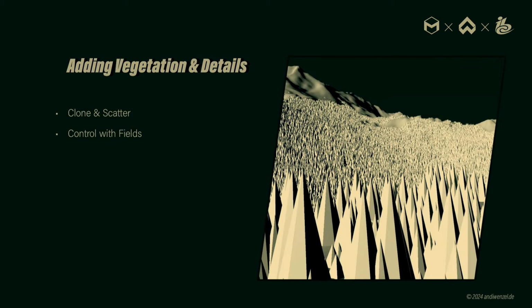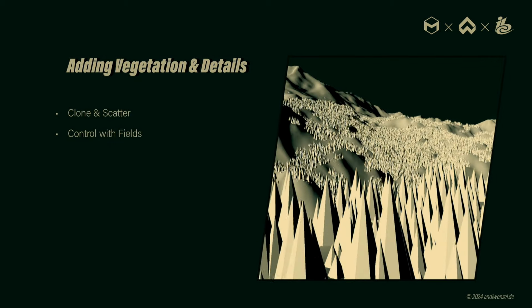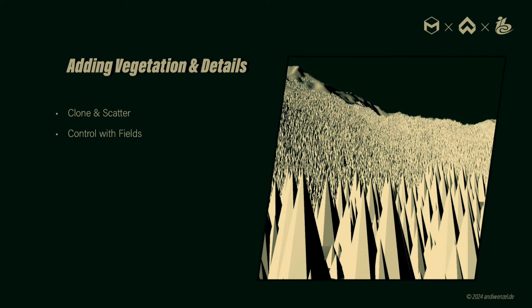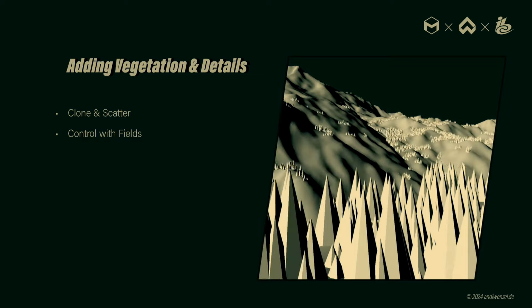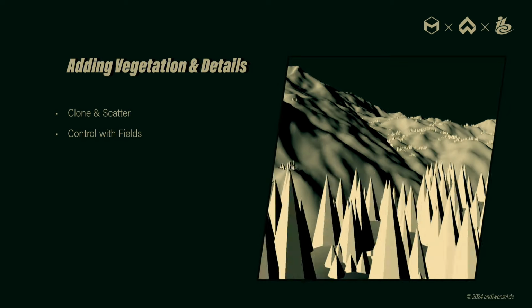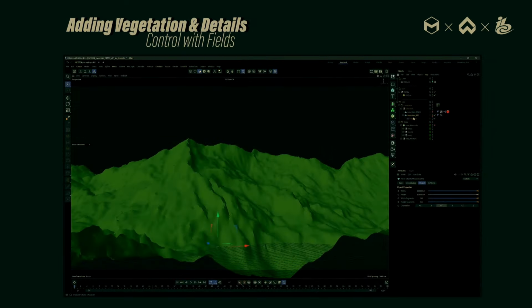All right, so back to our jungle mountain from before. When we want to control how the trees grow, we can use the power of fields. Fields are super great in Cinema 4D. So this is how this looks in the scene.